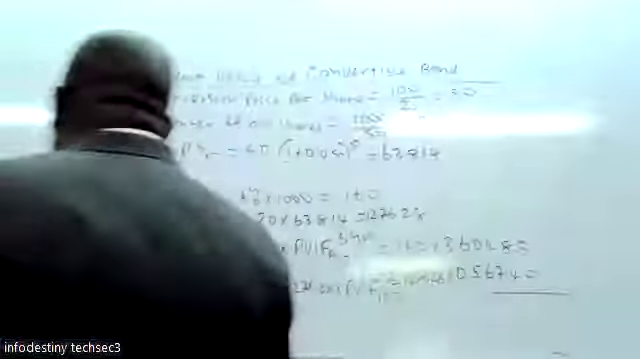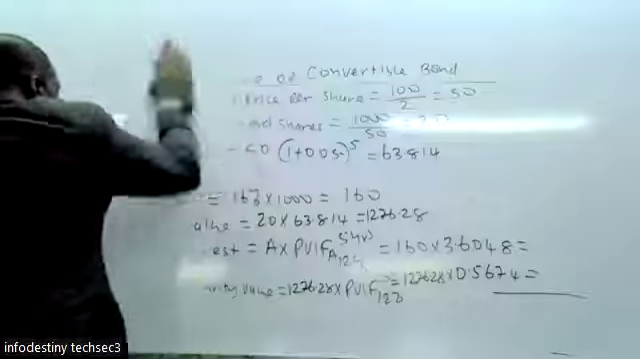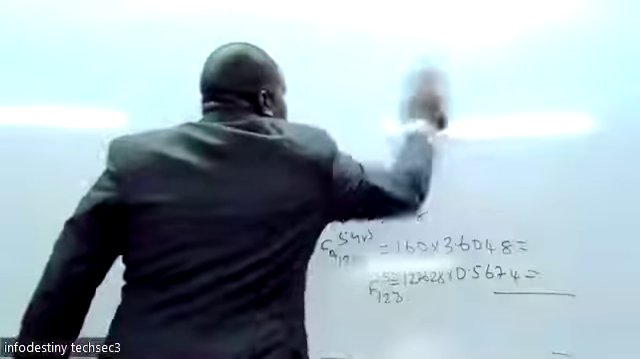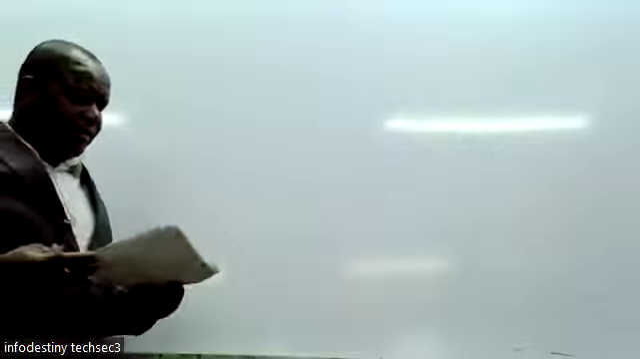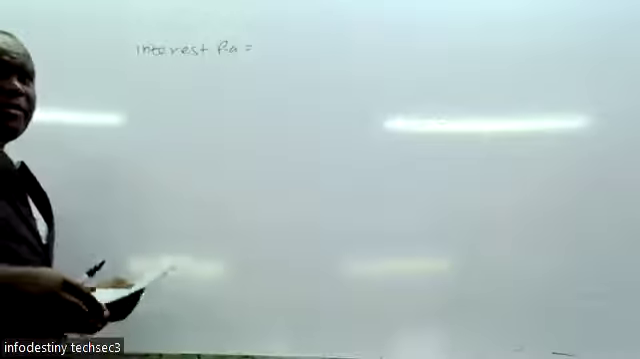So we start, it is the same as that convertible bond. We start off by computing the interest. Interest normally per annum does not change.